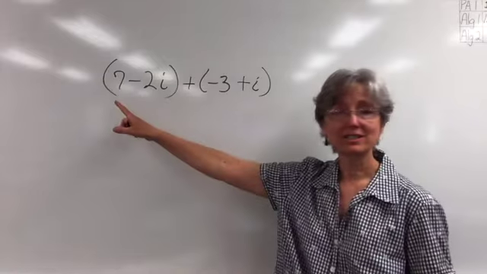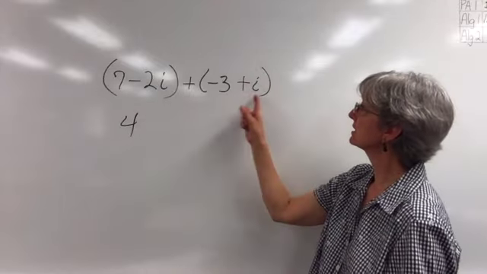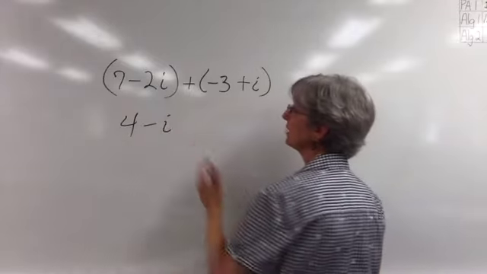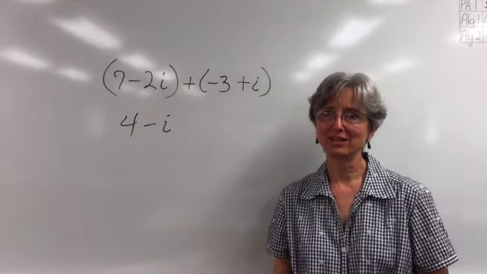Okay, you should have gotten 7 and negative 3 is 4, and negative 2i plus positive i is just negative 1i, so it becomes 4 minus i. How did you do? Let's try another one.